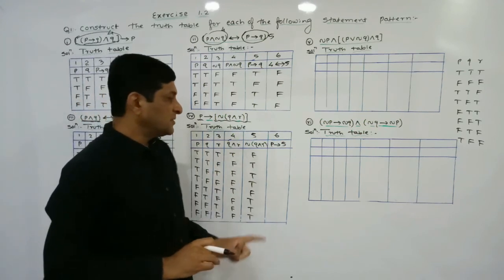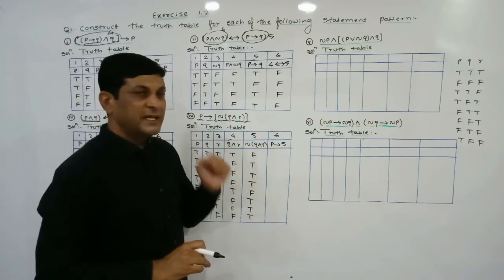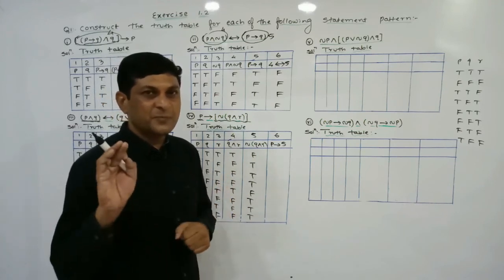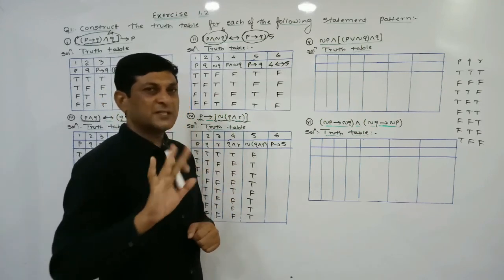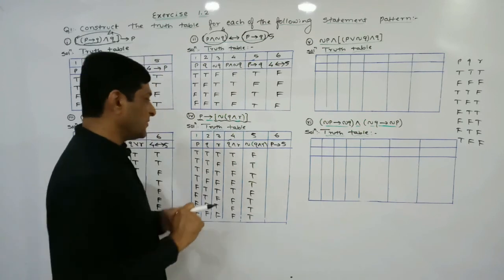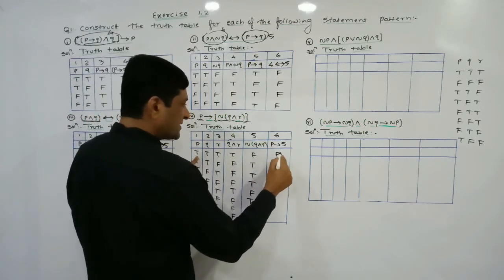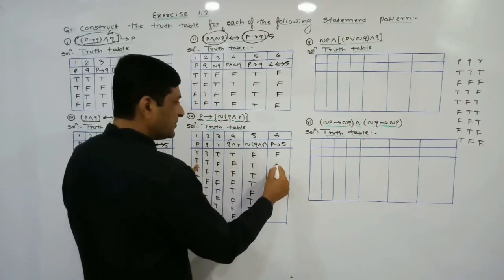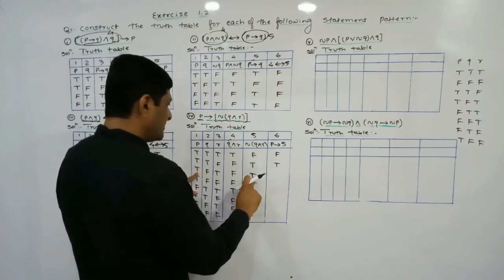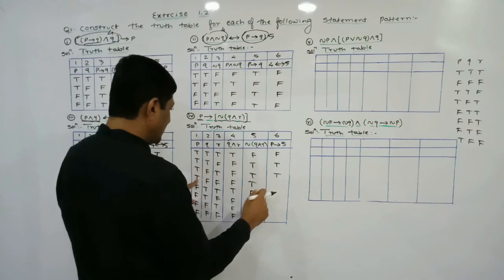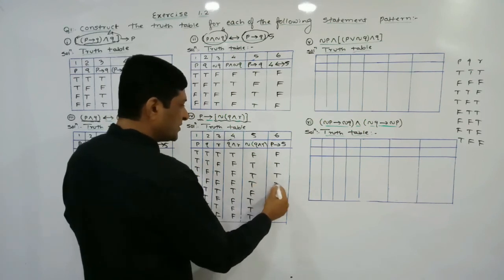Isn't it? So now, in case of implication, what method have we seen? If the first statement is true and the second is false, at that time only the implication is false. Check whether TF appears here. Yes, TF appears, so it will be false. Here TF does not appear, so it will be true. Here TF does not appear, so it will be true. Here also TF does not appear, so it will be true.